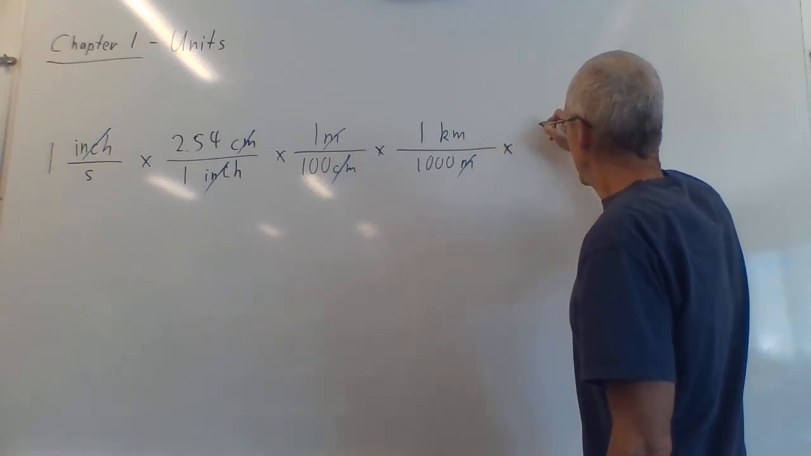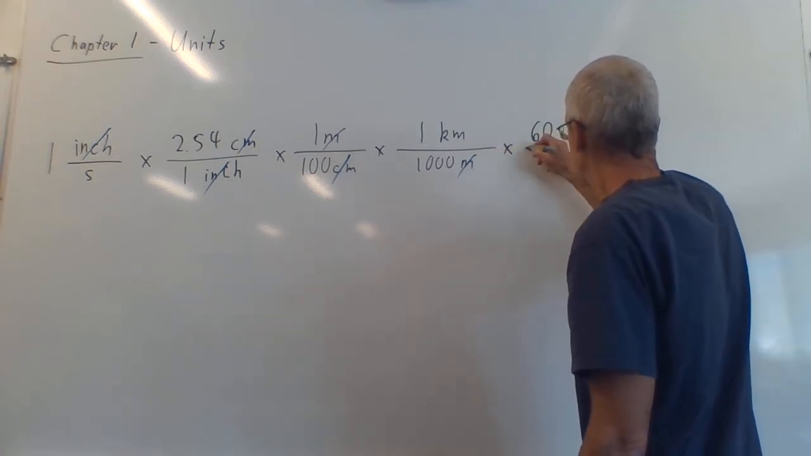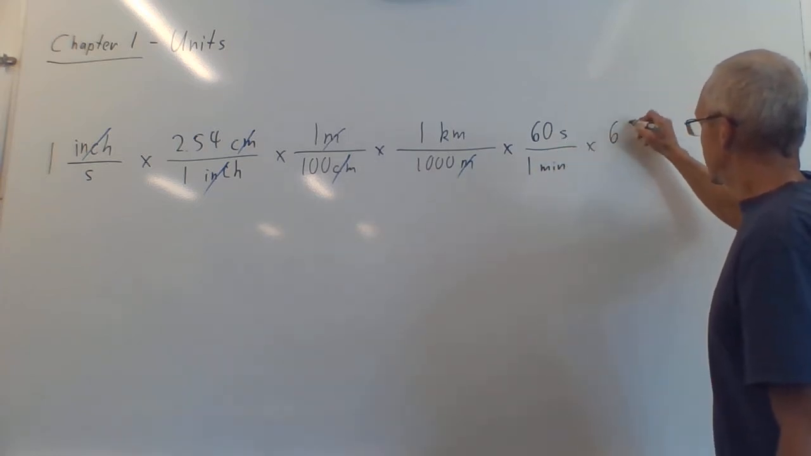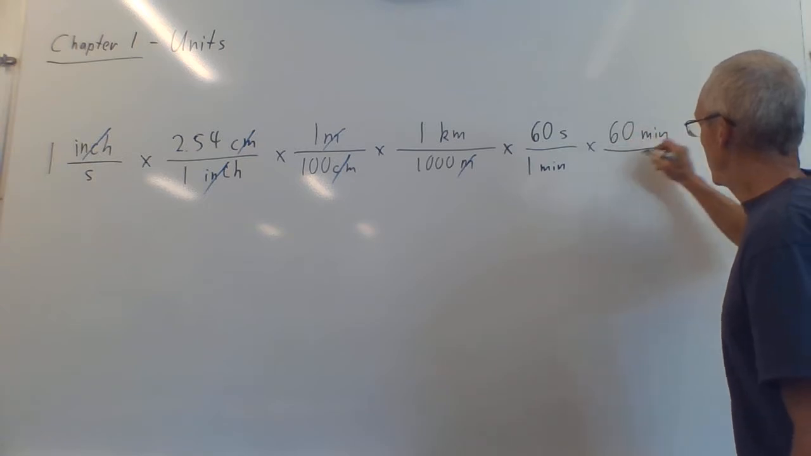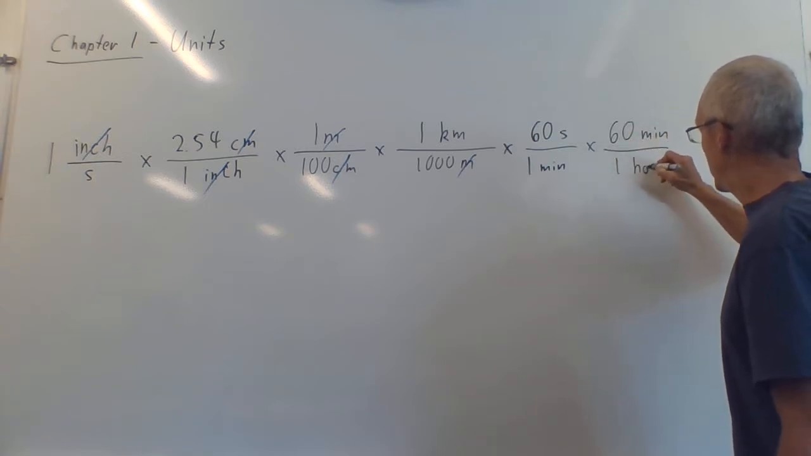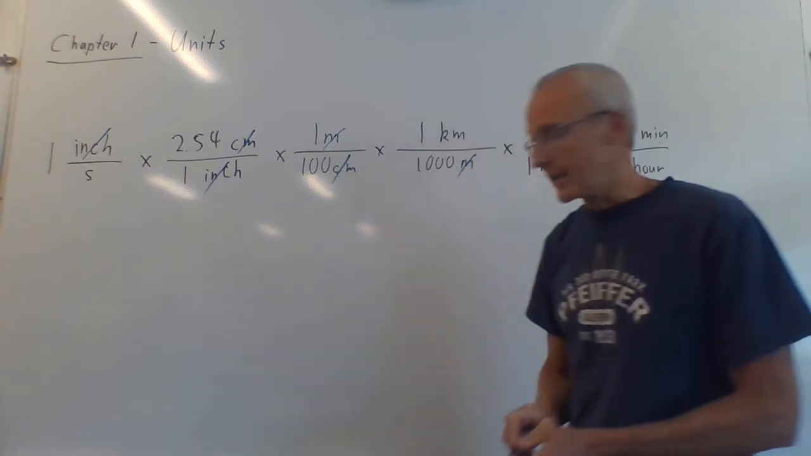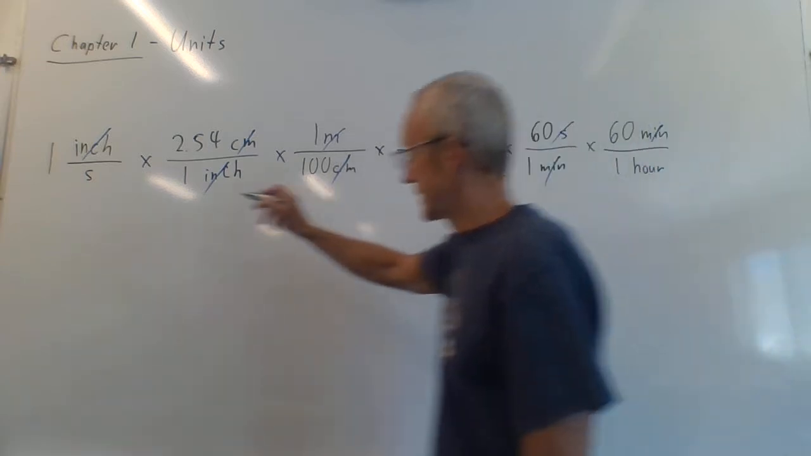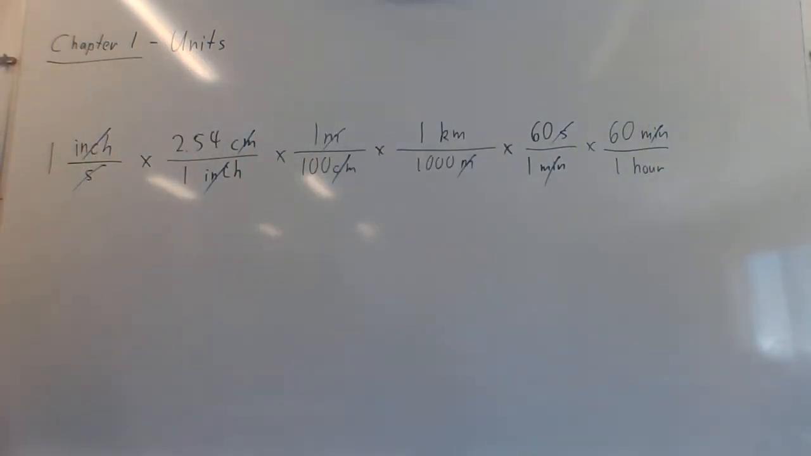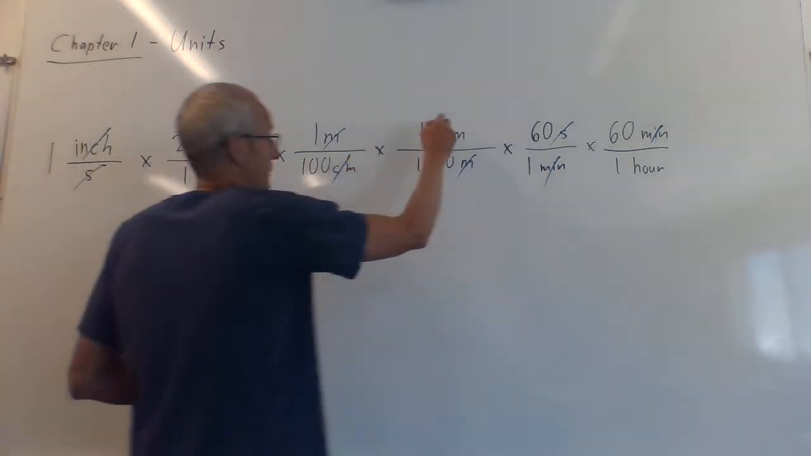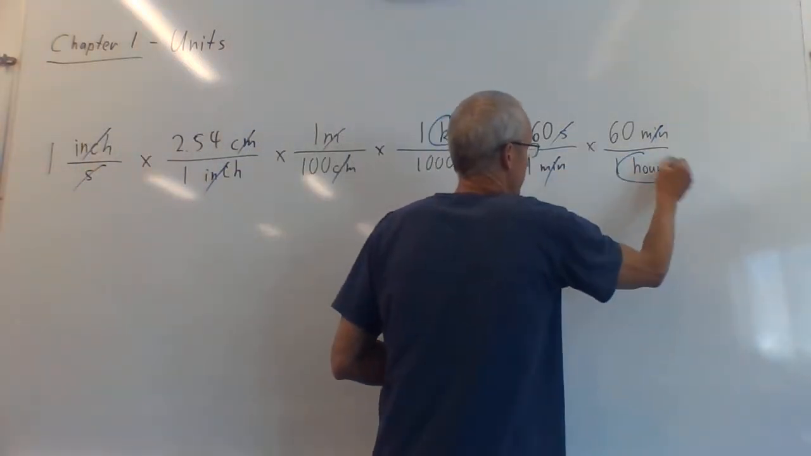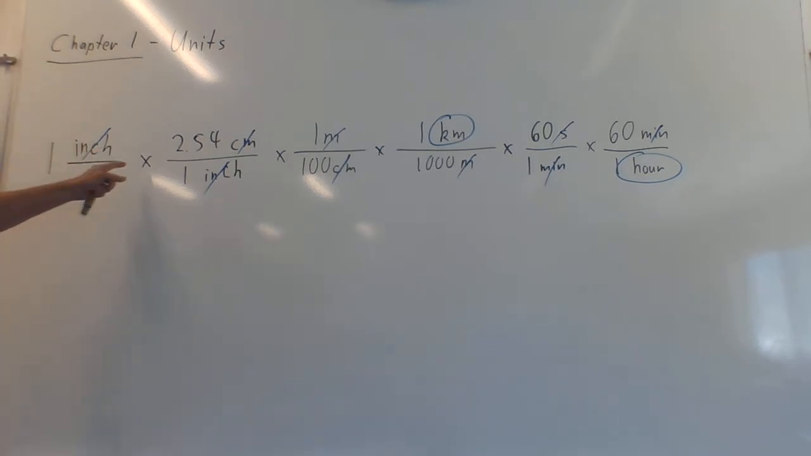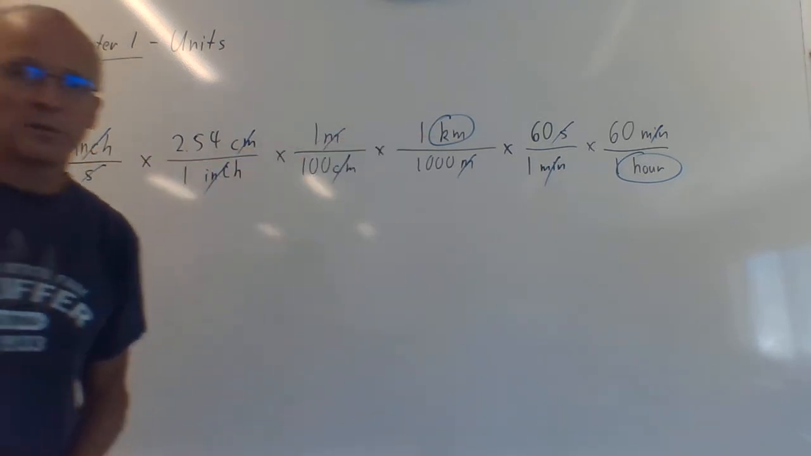So let's see, I know that there are 60 seconds in 1 minute. And I know that there are 60 minutes in 1 hour. I'll write out hour. And now I check that I did that right. So the minutes cancel, seconds on the top, seconds on the bottom, way over here. And I'm left with kilometers in the top and hours in the bottom. So I know I did it right. So 1 inch per second is this many kilometers per hour.